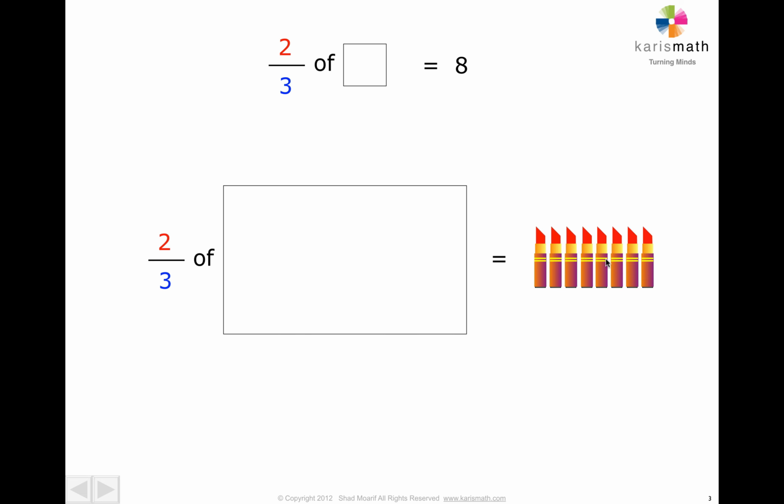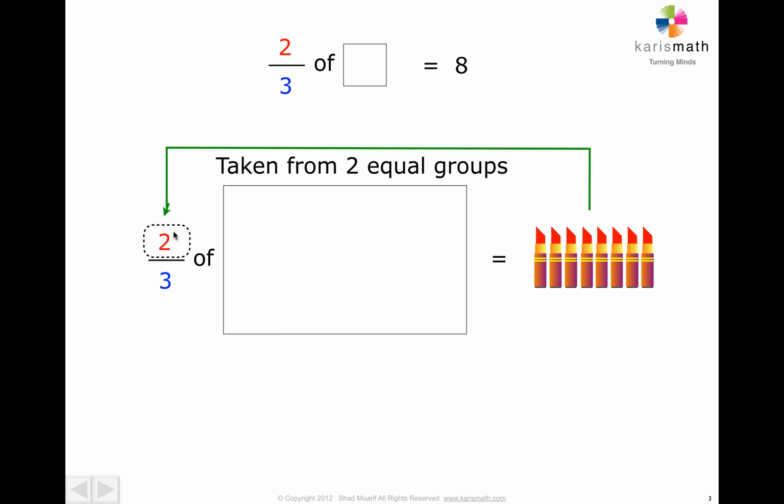That means if you break these 8 lipsticks into 2 equal groups out of 3, that's how you get 8, right? So each group must have 4. So 2 equal groups make 8, so 1 is 4. We know that. So if one group is 4, then there are 3 groups altogether. That should be 12. It's just common sense.